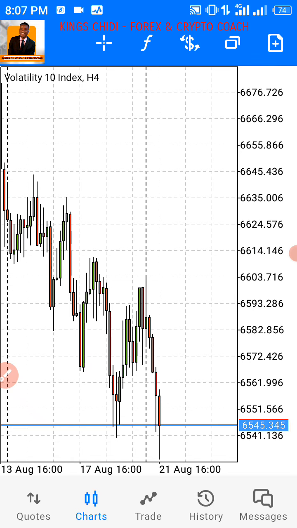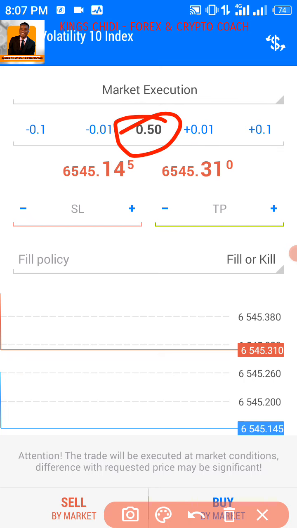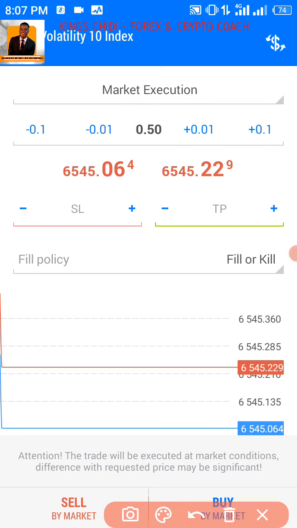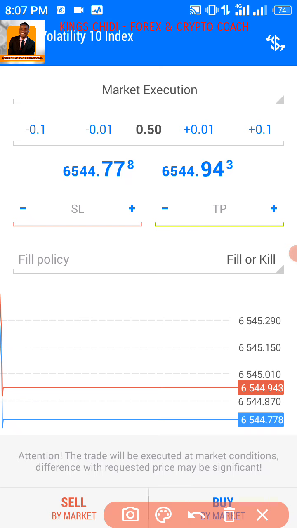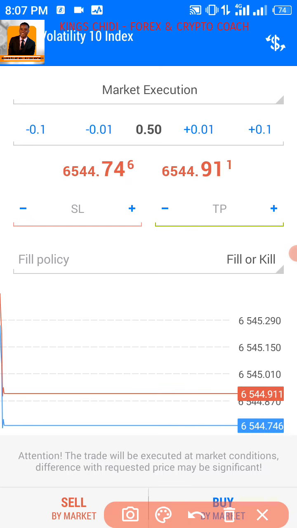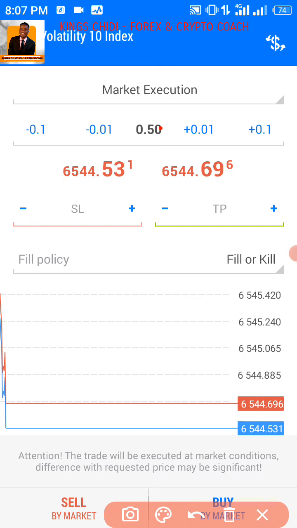Let me assume I want to place a trade. So you can see this place. This is the lot size, where you put the lot size. This volatility 10, you can see 0.50. I've placed trade before on another index. That's why it's having 0.50. So I have to edit this.